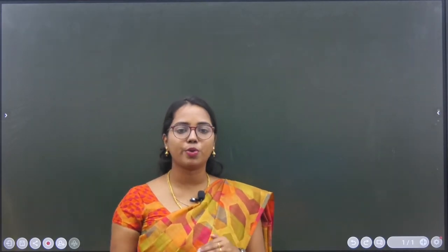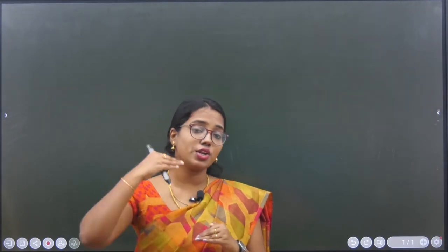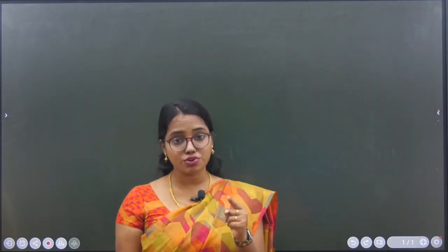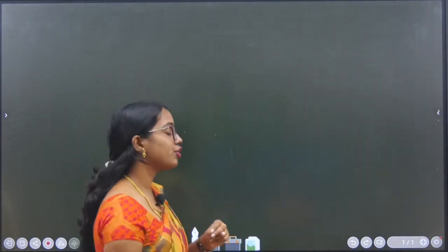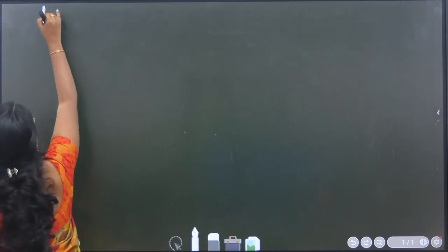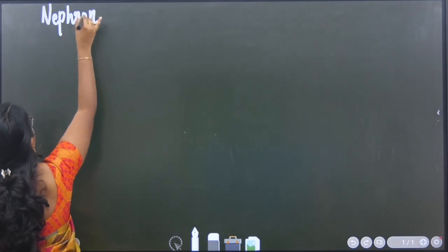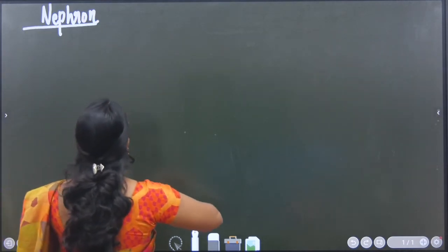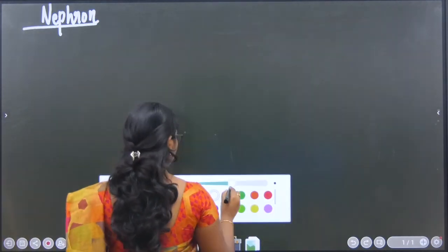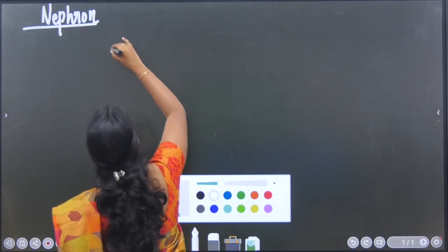In the video, we will talk about excretory products and their elimination. Next, continuation, that is the structure of nephron and the types of nephron. So, we will see the nephron. We know nephron is the structural and functional unit of the kidney, right?